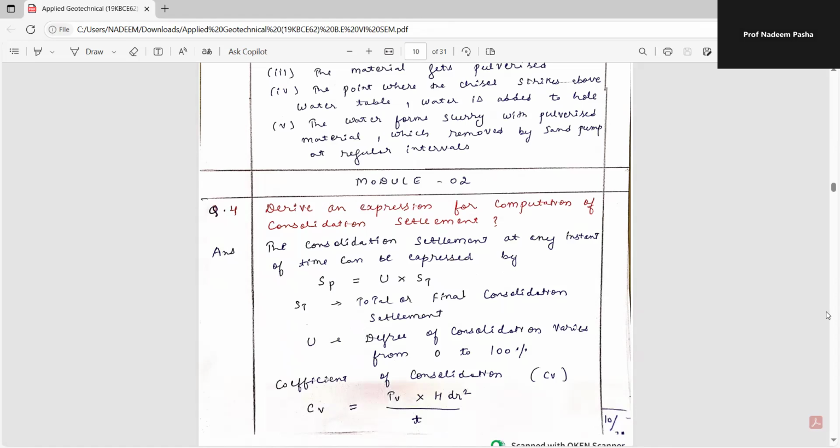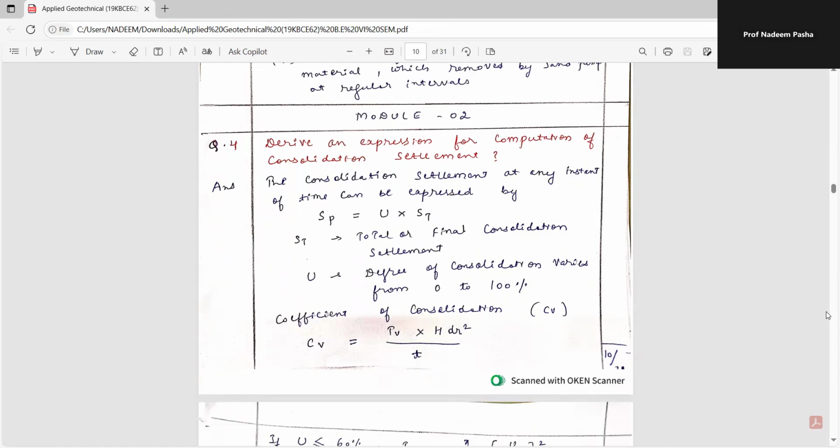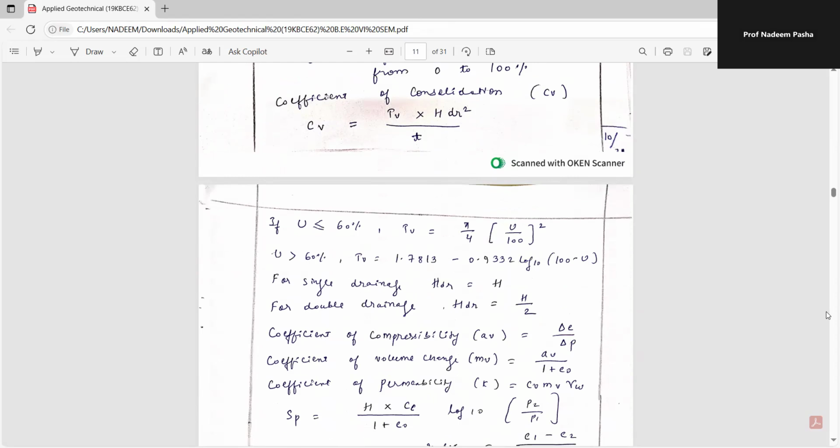So now we will see module 2: derive an expression for computation of consolidation settlement. The consolidation settlement at any instant of time can be expressed as Sp equal to U into St, where St equal to total or final consolidation settlement. U is the degree of consolidation, varies from 0 to 100%. Coefficient of consolidation Cv is equal to Tv into Hdr square by t. If U is less than or equal to 60%, Tv is equal to pi by 4 into (U by 100) square. If U is greater than 60%, Tv is equal to 1.7813 minus 0.9332 log to the base 10 of (100 minus U). For single drainage, Hdr is equal to H. For double drainage, Hdr is equal to H by 2.